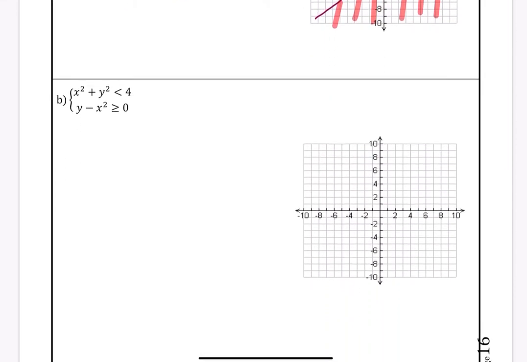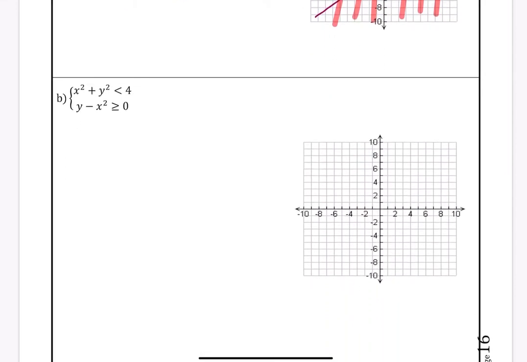Let's take a look at another problem. x squared plus y squared is less than 4, and y minus x squared is greater than or equal to 0. Again, this is a circle of radius 2, and this is a parabola. As I said earlier, I always like to write y greater than or equal to x squared. That kind of tells me whether it is above or below. The first one is a circle of radius 2.